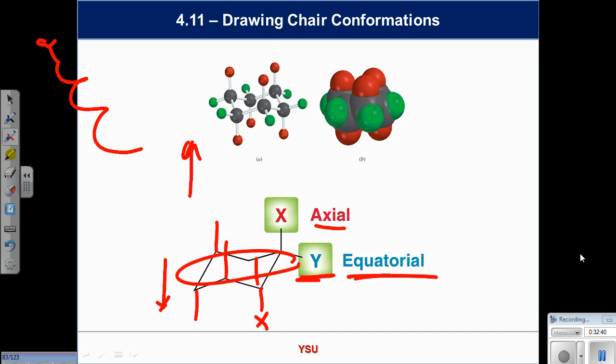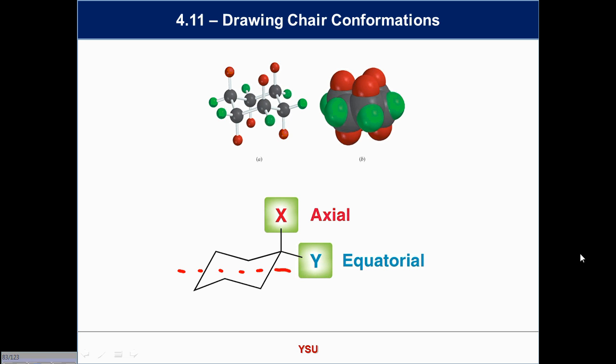Okay? Who's got Emmanuel in lab? Anybody? Yeah, he's from Ghana, which is on the equator. That's the middle of the planet. That is defined as equatorial.